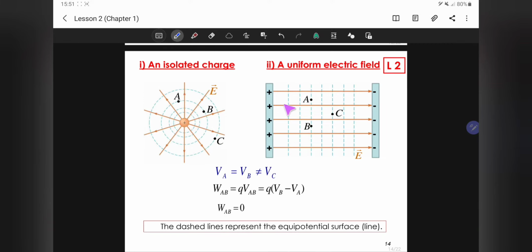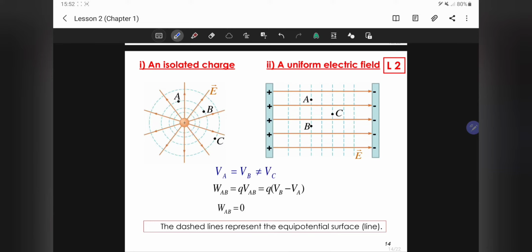Alright, still the same for this. By having two different plates, a positive and a negative plate, this line now represents our equipotential line. So all the lines are parallel to the plate. A and B are located on the same line, so VA and VB equal each other. While C is located on another line here, so VA and VC should be different, because they are not on the same surface. So in this case again, A is nearer to our positive plate, so VA is more positive compared to VC, so VA is greater than VC.